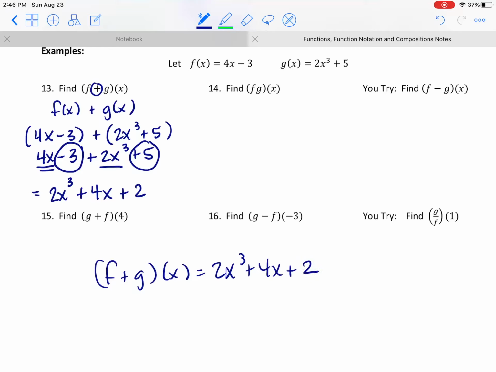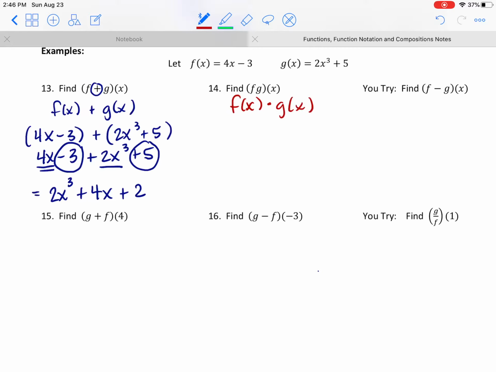That's the technical full answer with notation, but as long as you understand that's what's happening here, no need to write all that out. Okay, let's try the next one. Next one, fg of x means we're going to be multiplying our two functions. Take f of x and multiply it by g of x. So f of x, which is 4x minus 3, is going to be multiplied by g of x, which is 2x cubed plus 5. So no plus sign in between, no minus sign in between, nothing between the parentheses again because we are multiplying. So we want to distribute.